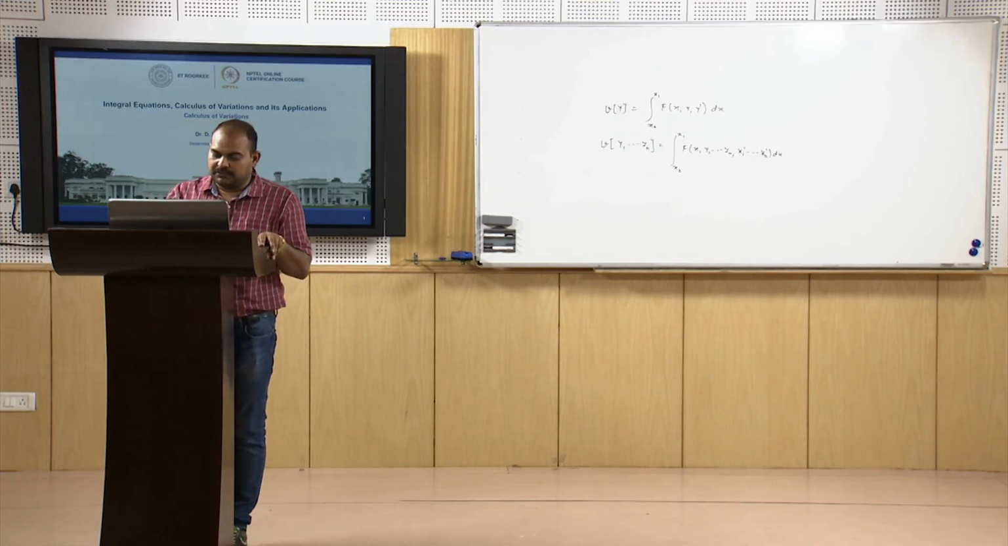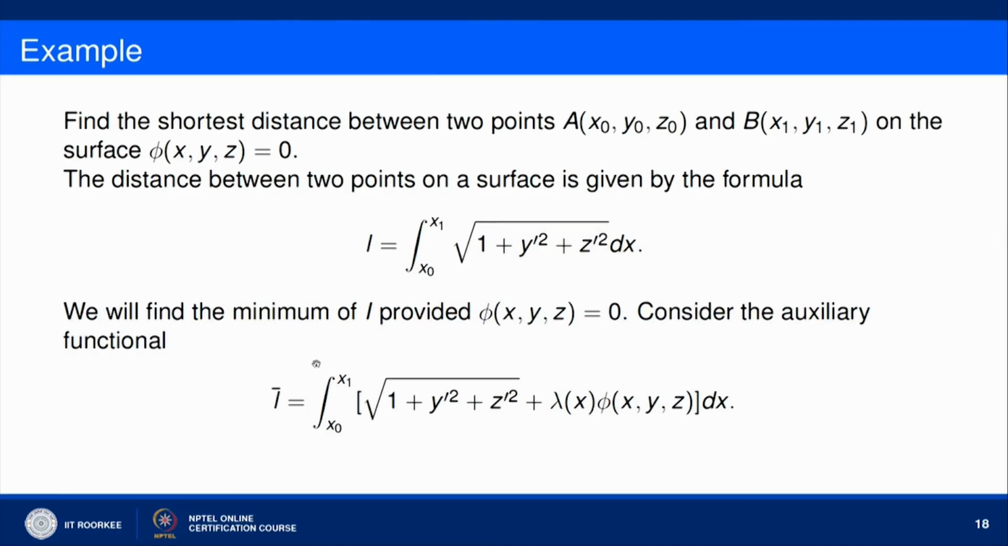So here we have applied our theorem to find out the extremum of this functional, this variational problem I equal to the integral from x0 to x1 of under root 1 plus y dash square plus z dash square dx, provided the condition phi of x comma y comma z equal to 0.